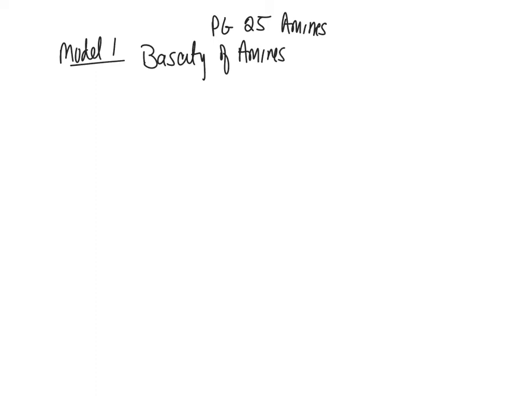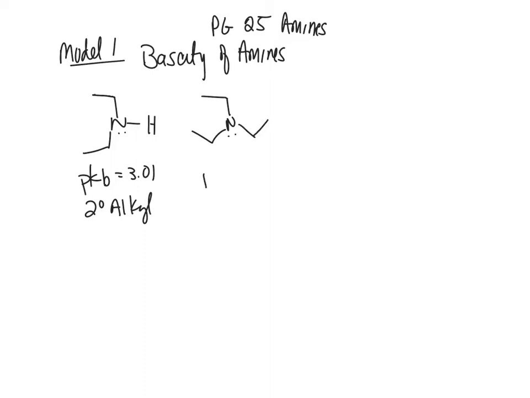So for Model 1, this is POGL 25, titled Amines. This is the basicity of amines. And so you can actually classify these. This first one here, what is it? I like to put my lone pairs in there. A pKb of 3.01, and it says it's a secondary alkyl. So alkyl means that these are just CH3 groups. This pKb value is 3.24. So remember, the lower the pKb value, the more basic.